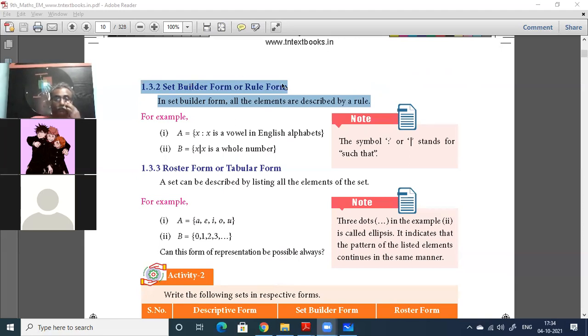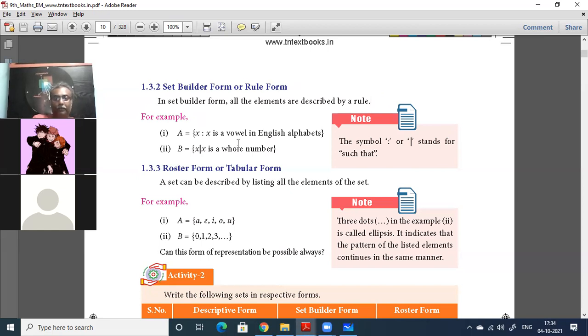Now set builder form. This is what people don't understand properly, so let's focus on this. Somebody read: set builder form or rule form. In set builder form, all the elements are described by a rule. For example, A is equal to open curly brackets X colon X is a vowel in English alphabets.